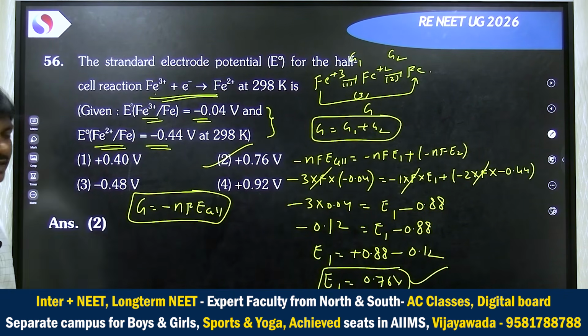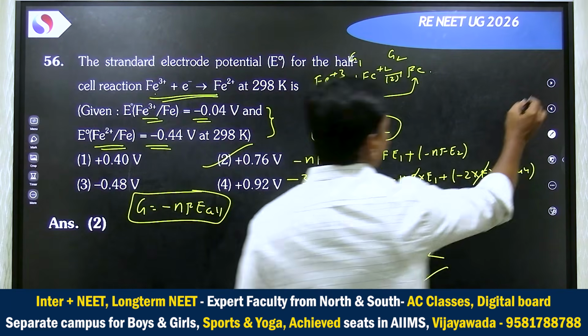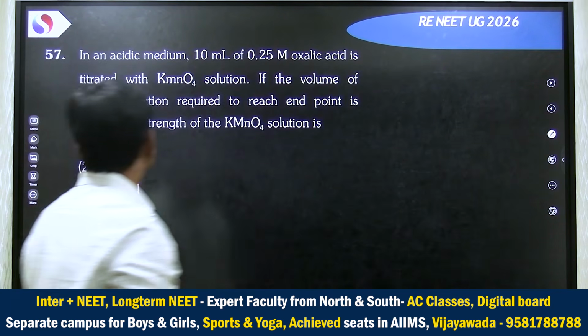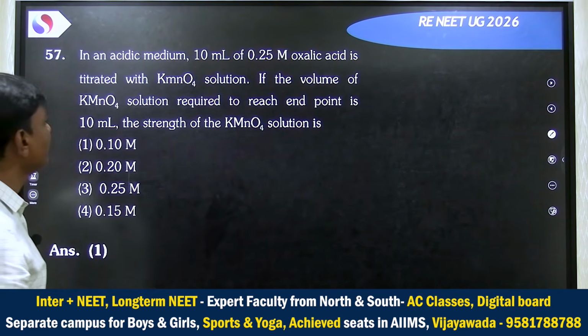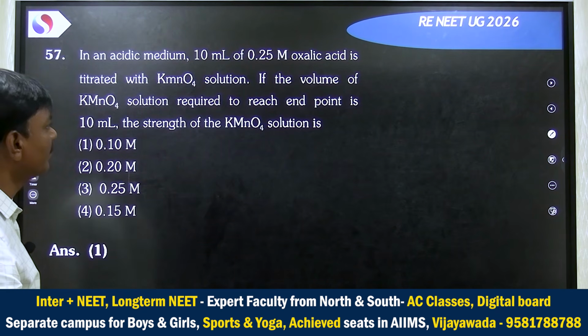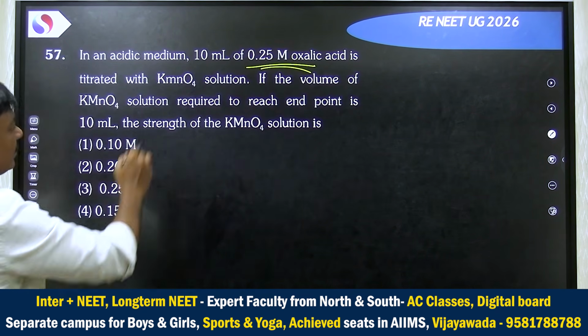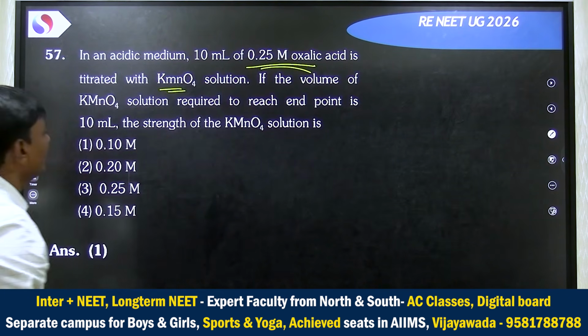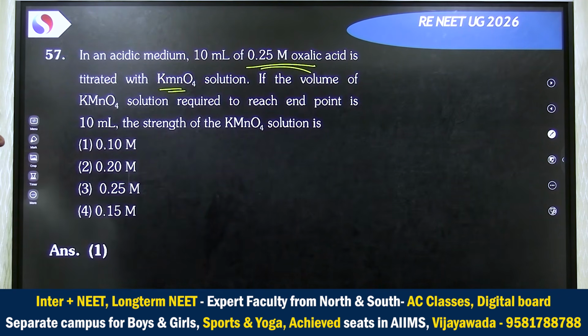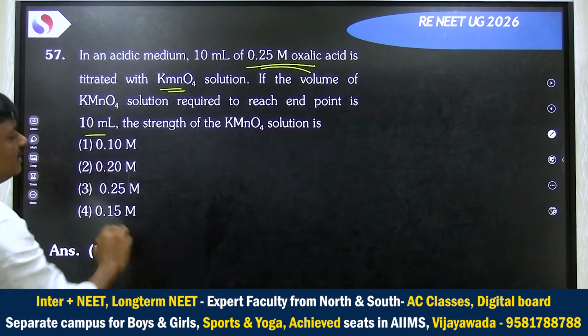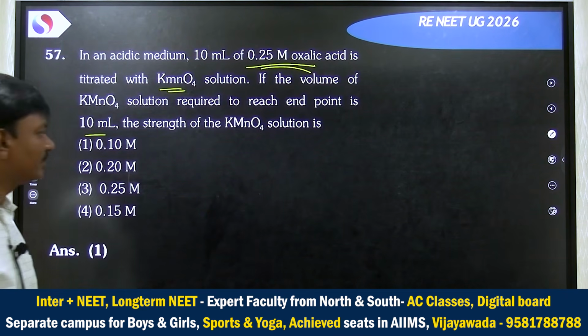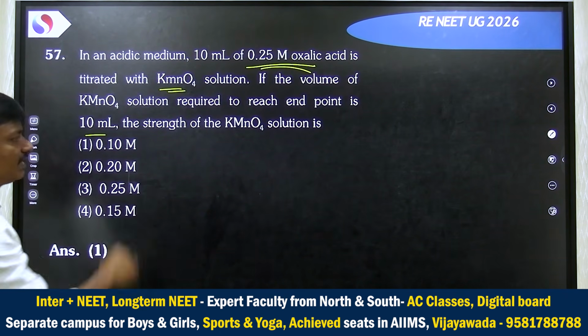Okay. Next one. Next question. 57. In an acidic medium, 10 ml of 0.25 molar oxalic acid is titrated with KMnO4. The volume of the KMnO4 solution required to reach the end point is 10 ml. The strength of the KMnO4 solution is. So we have to calculate the concentration of the KMnO4.